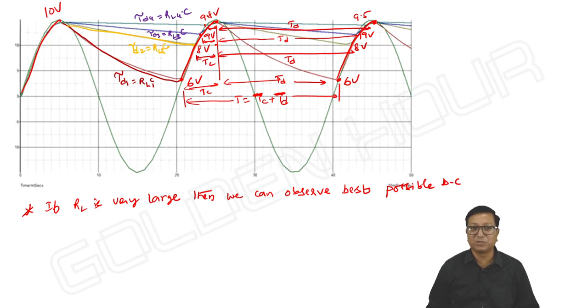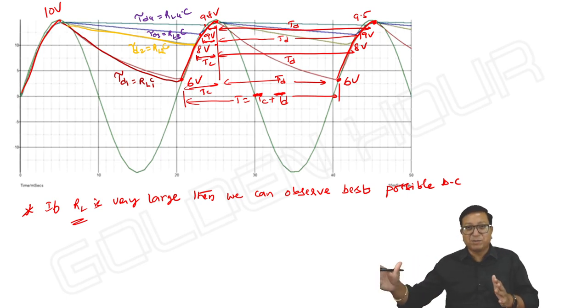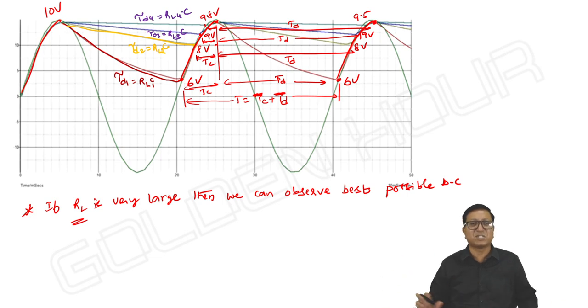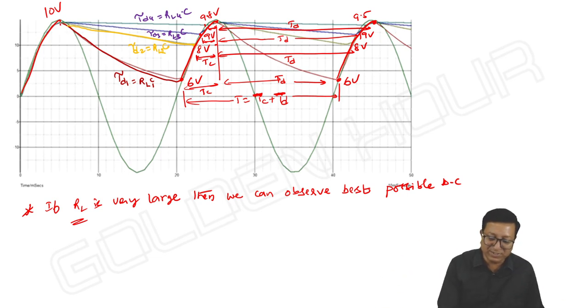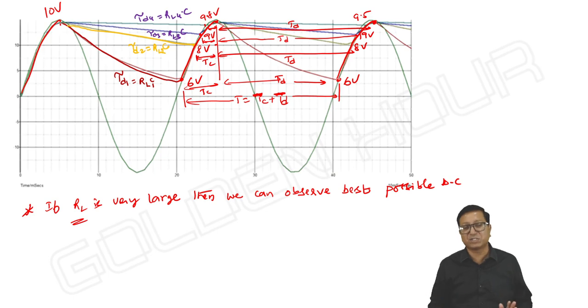Okay, please do observe this point. So the effect of RL: if RL is small, then charging time is large, discharging time is less, but the overall period remains the same. If RL is very large, charging time will be less, discharging time will be more, but the overall period will never change. See, 10 to 10, it's one cycle, or 9.8 to 9.8, one cycle, and 6 to 6, it is one cycle. Time period is not changing, but the charging and discharging intervals are changing.